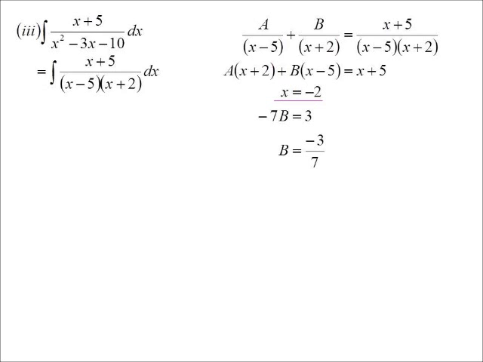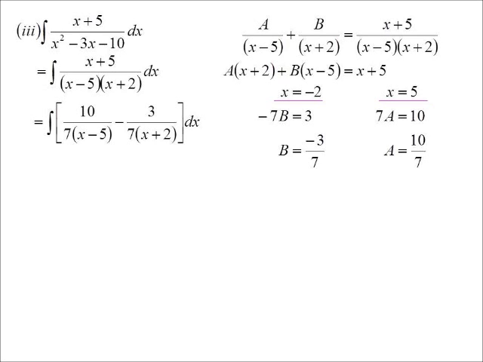So x is negative 2, I get B is negative 3/7, and x is equal to 5, I'll get A is equal to 10 sevenths. So I can go back, and there's my new integral, 10 over 7 lots of x minus 5, minus 3 over 7 lots of x plus 2. Again, I've just got log functions. So 10 sevenths the log of x minus 5, minus 3 sevenths.